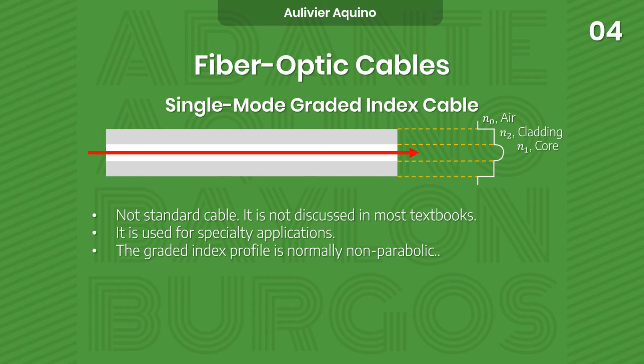The next type is a single mode graded index cable. This type is not a standard fiber optic cable. It is not discussed in most textbooks. It is used for specialty applications. The graded index profile is normally non-parabolic.